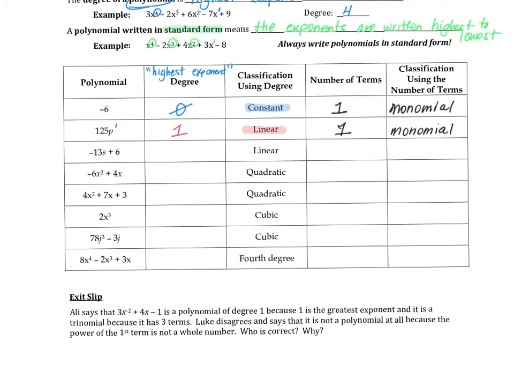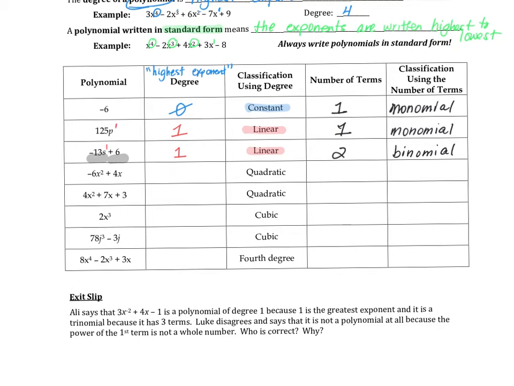Alrighty, so next up, it looks like I have negative 13s to the first power plus 6. The degree is the highest exponent, so it's a 1. Oh, and let me use the same colors here, sorry. I like to keep it all color-coded. Okay, and when we have a degree of 1, it's called linear. All right, so now how many terms do we have, though? We have 1, 2. We have 2 terms. So because we have 2 terms, it's called a binomial.